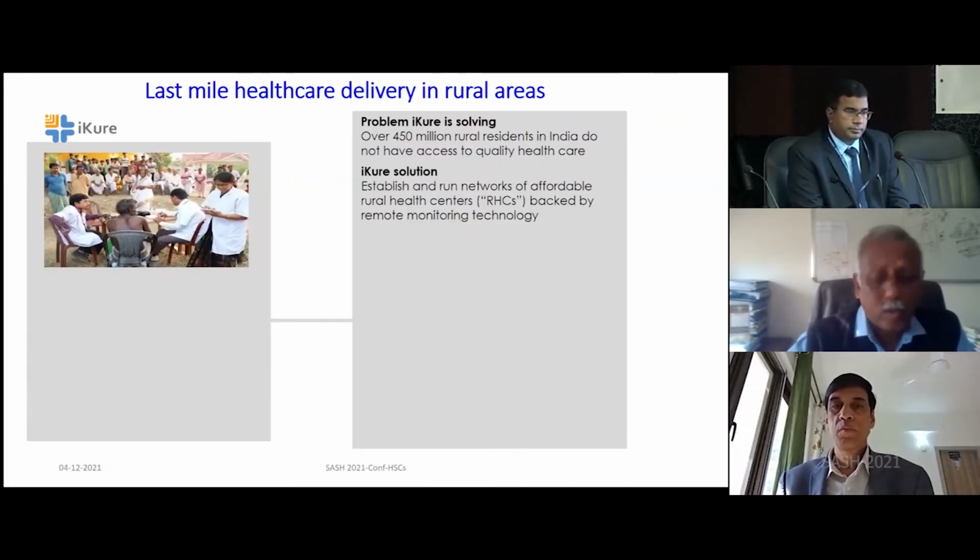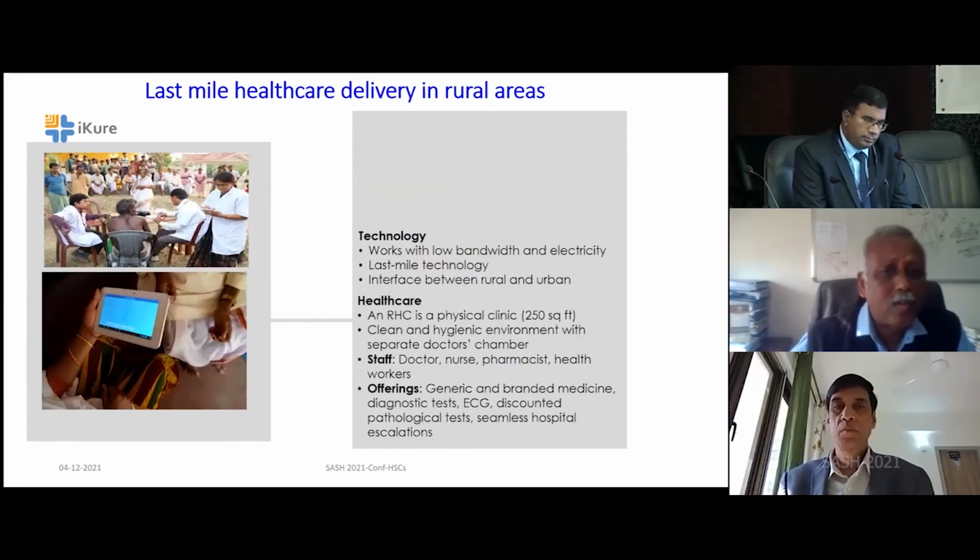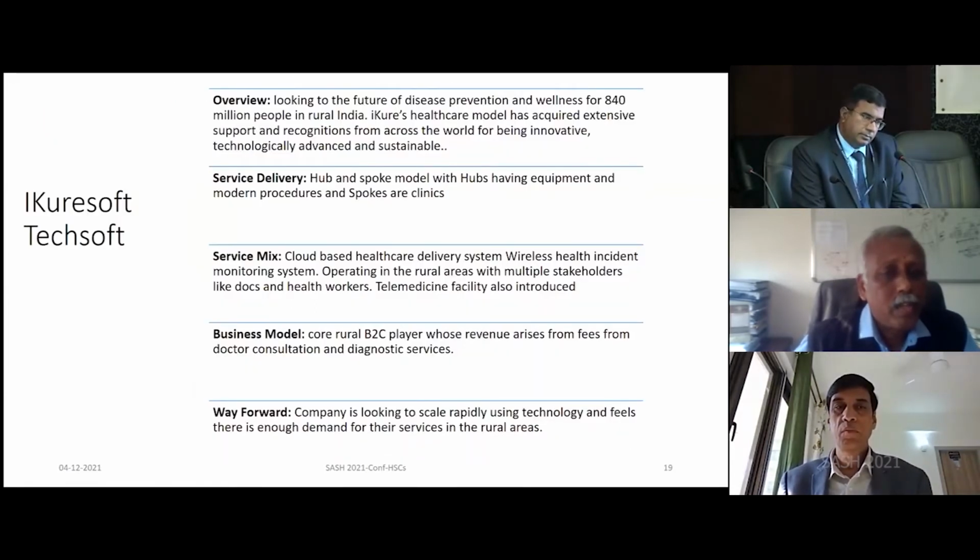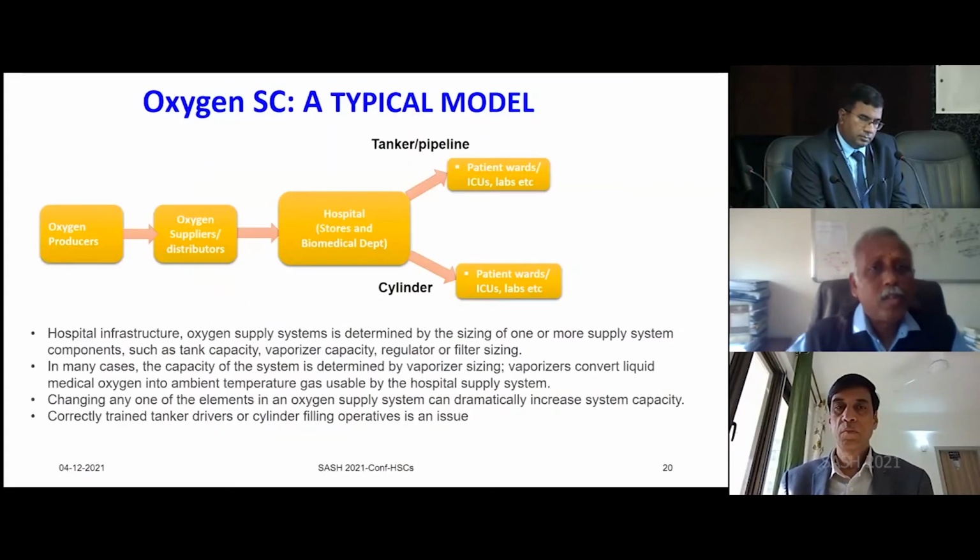And iCure, with whom we are working closely, has been developing these solutions for rural areas for a long time, and during this COVID time it has helped many organizations through their tele-platform network. So the service mix and business model of this company is something we can look at and learn from. Similarly, this is one example where we could see how oxygen was tracked and traced.